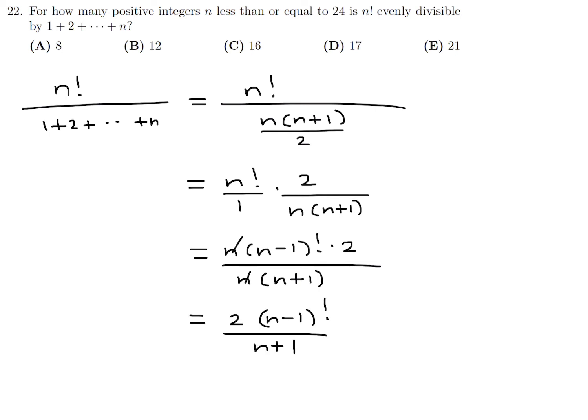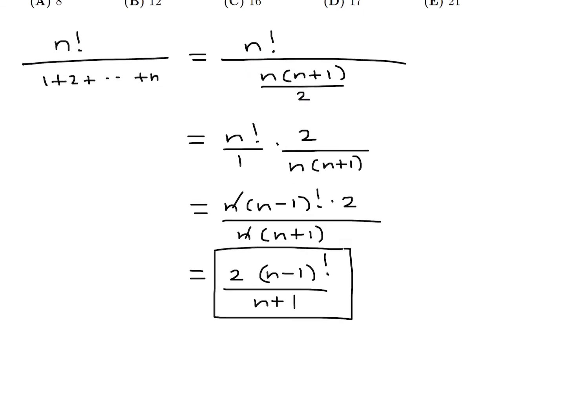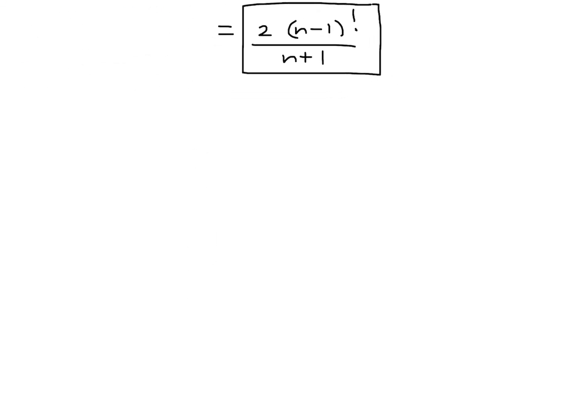Now I've got to figure out for how many values of n less than or equal to 24 this expression is an integer. That's the only way this will work, the only way that n factorial is evenly divisible. Okay, so let's make a little table here. We've got n, and we've got this expression, 2 times (n minus 1) factorial all over n plus 1.